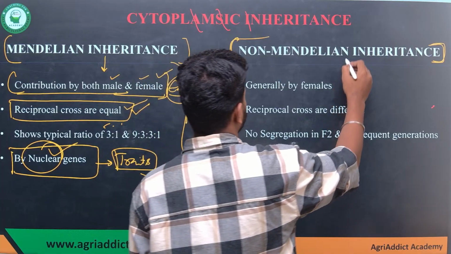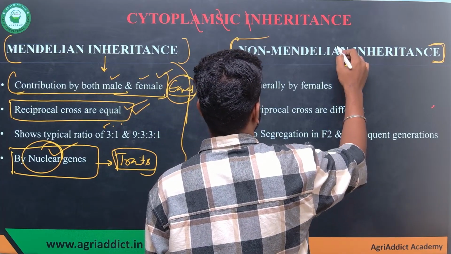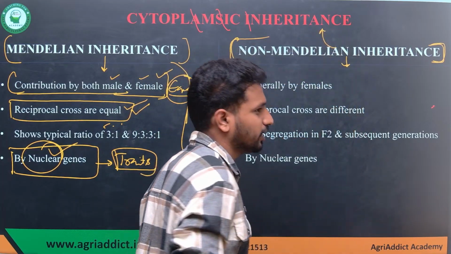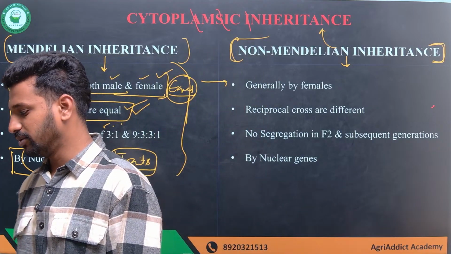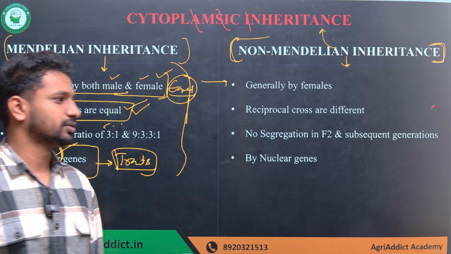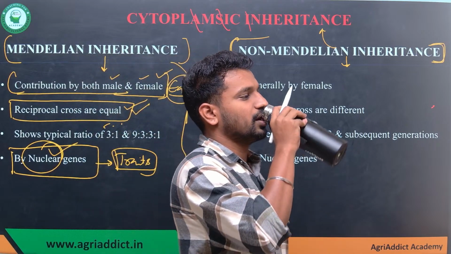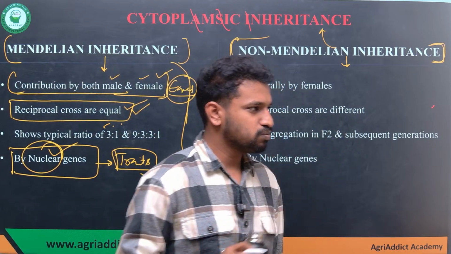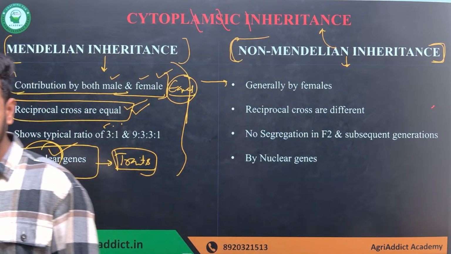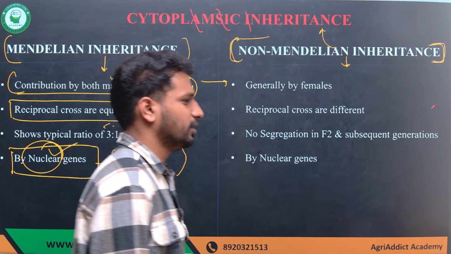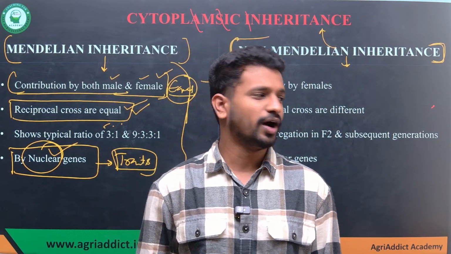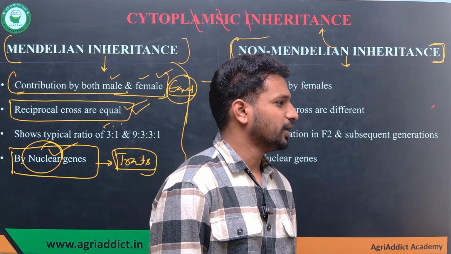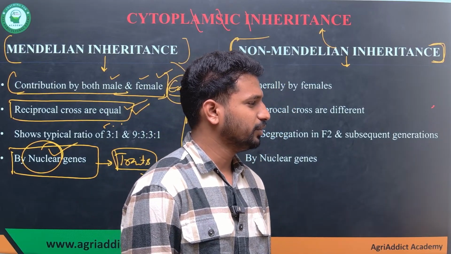Now tell me, if I say non-Mendelian inheritance, is it cytoplasmic inheritance which I am talking about, or is it something else? What do you think? Quick. Open the chat box. It's two-way learning, not one-way learning. You have to interact with me. So both cyto and nuclear, not only nuclear.